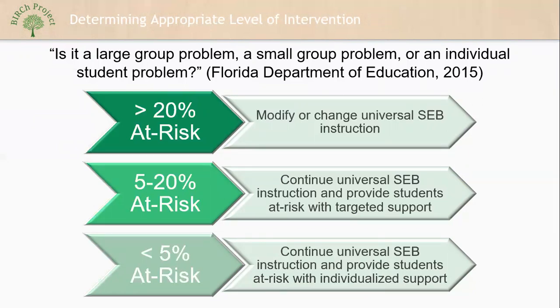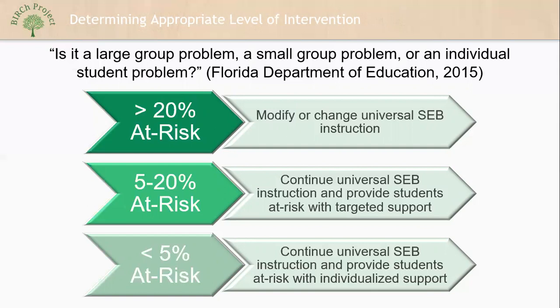General guidelines suggest that if more than 20% of your students are in the at-risk range based on your SEB screening, the goal would be to modify or change your universal SEB instruction. And the reason is that providing intensive or targeted intervention to a large percentage of your student population would quickly overwhelm school resources and personnel. So the most efficient way to address a large-scale, widespread problem would be to bolster or change your tier 1 intervention in some way to capture more students that would respond to this tier 1 instruction.